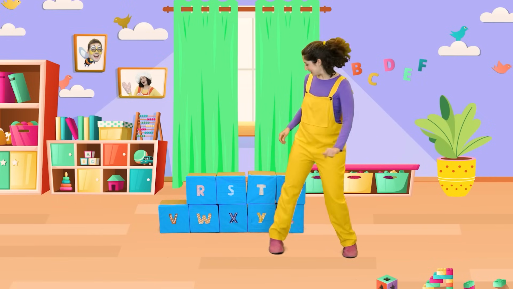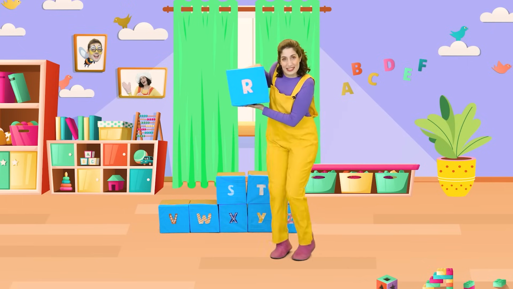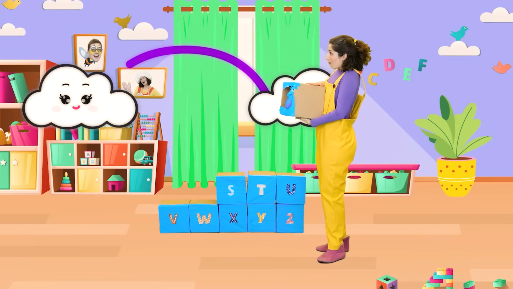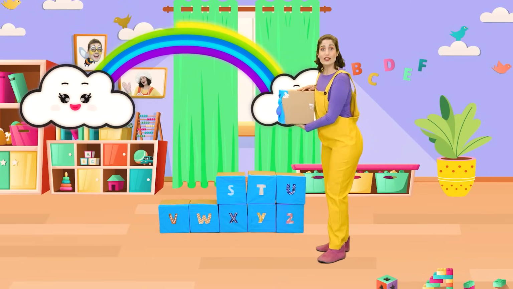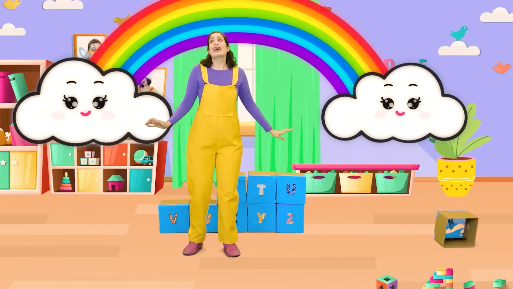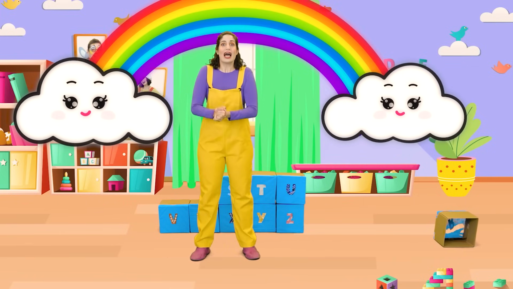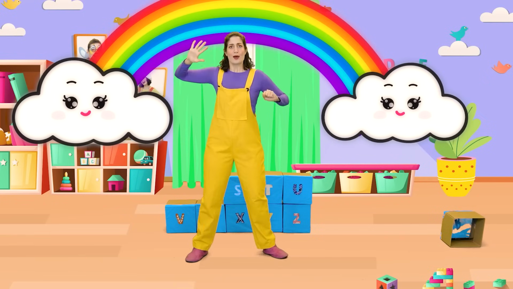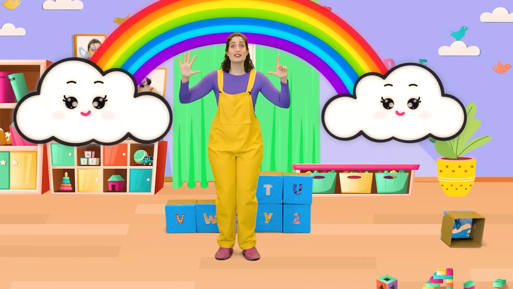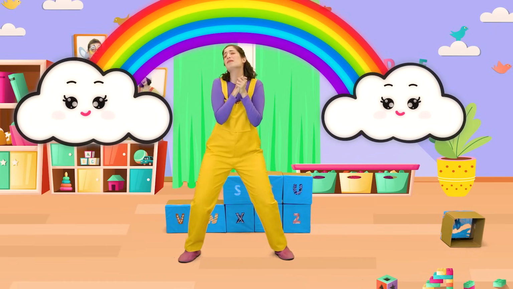All right. What is our next letter? It's R. Let's see. Oh, I have a good feeling about this box. Let's see what's inside. Look, kids. It's a rainbow. It's so beautiful. Oh, kids, let's count the colors on the rainbow. Okay, red, orange, yellow, green, blue, indigo, and violet. Yes, there are seven colors on a rainbow, and they're all so beautiful.